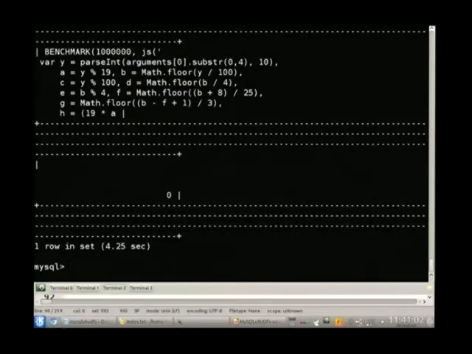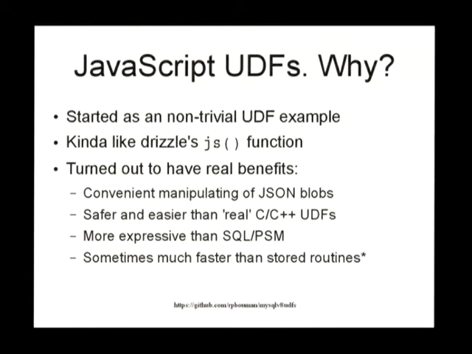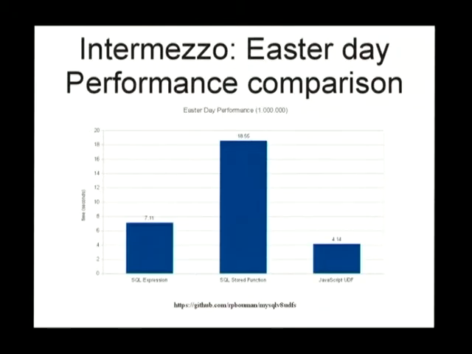Okay, so back to the presentation. This is the result we just saw. So the JavaScript is, well, at least twice as fast as the Turing version.